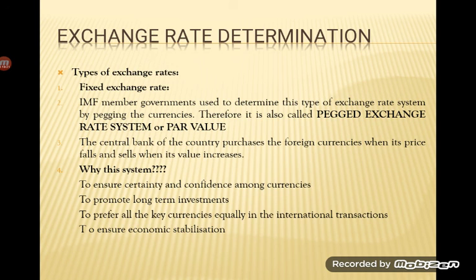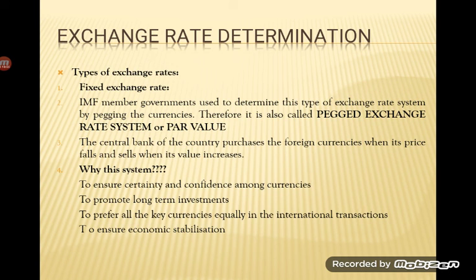So why is it called pegging? What is the meaning of pegging? They look at the demand for and supply of various currencies based on their demand in the international sphere. If any currency has higher demand in the international market, they give it a higher value in respect to other currencies of the world. That is why it is called the pegged exchange rate system, or par value. Par value means the face value of the currencies.